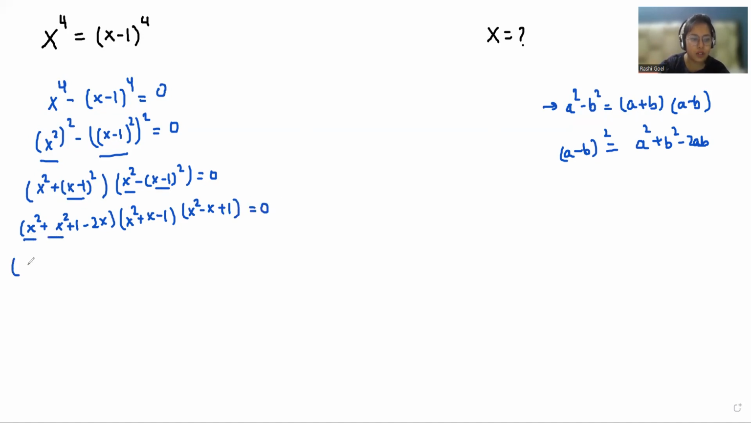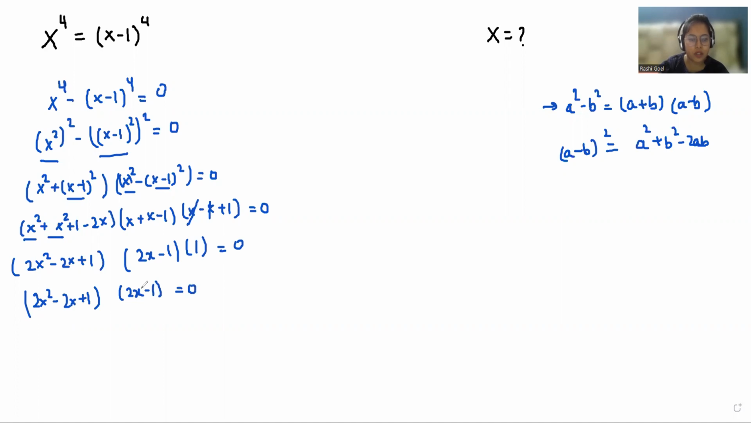So if we solve this, so this is 2x square minus 2x plus 1, and here if we multiply, this becomes x, and this also x because it is whole square. So x plus x is 2x minus 1, and here x square will eliminate, so only 1. So (2x square minus 2x plus 1) or (2x minus 1).